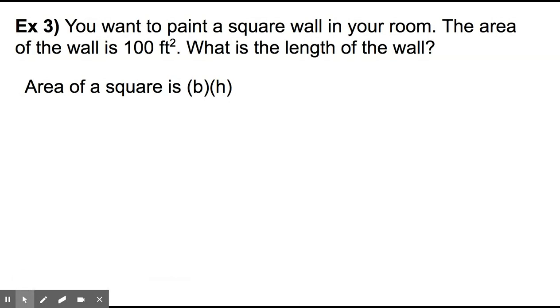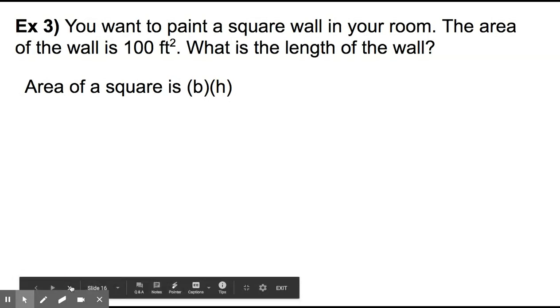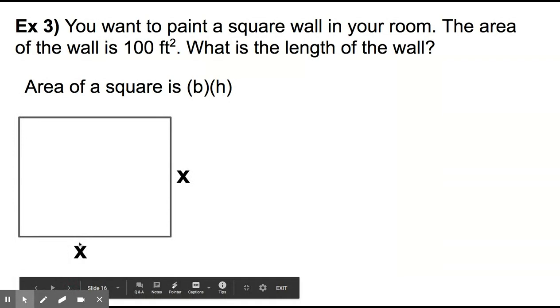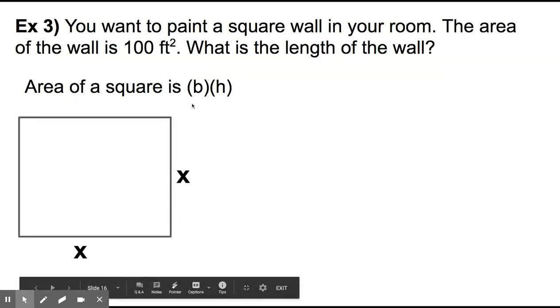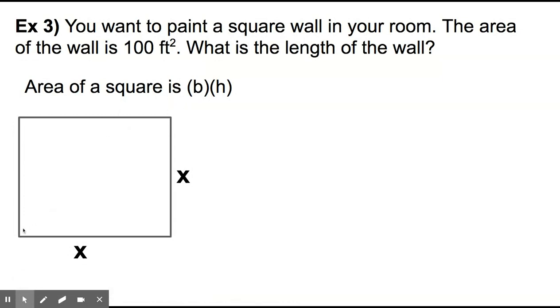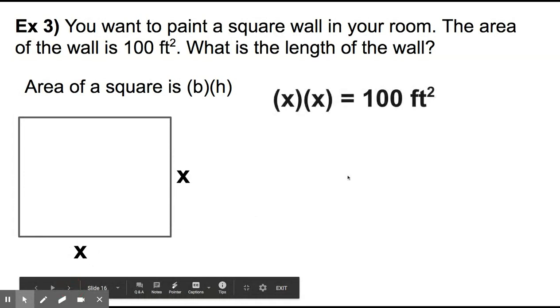Keeping in mind area of a square, same thing as saying the base times the height, or the length times the width. So that means since it's a square, we know that these two values are going to be the same. We don't know what that value is yet, but whatever this value is, if I call it x, I know that this value here is going to be the same, so I can call this value x as well. So if I'm finding the area, I'm just taking the base and multiplying it by the height, or in this case, x times x equals 100 feet squared.